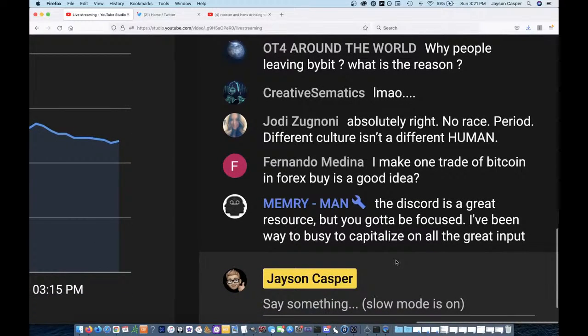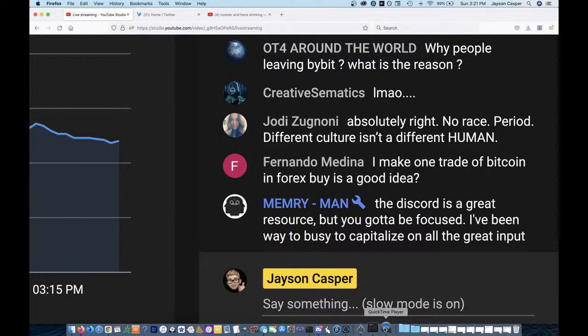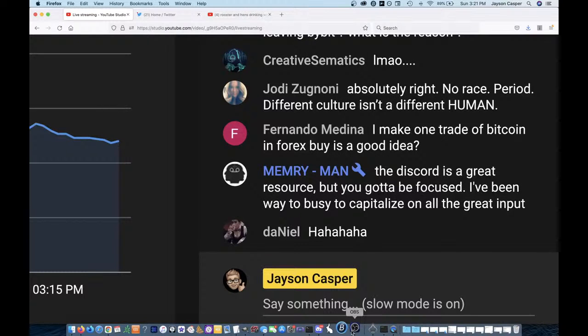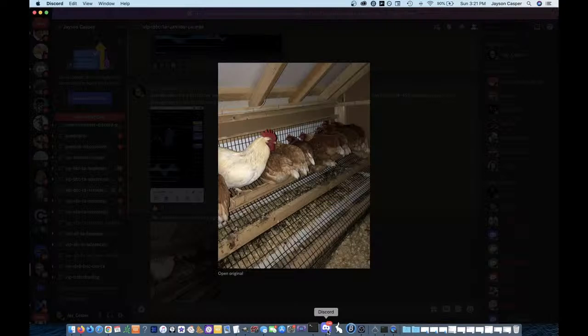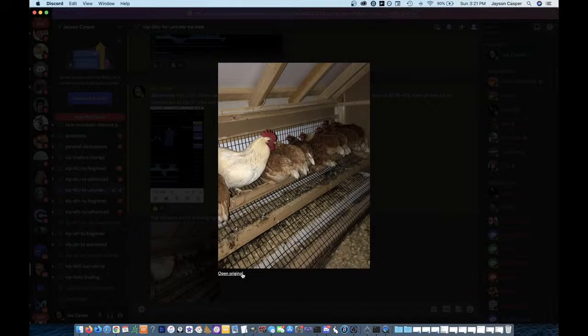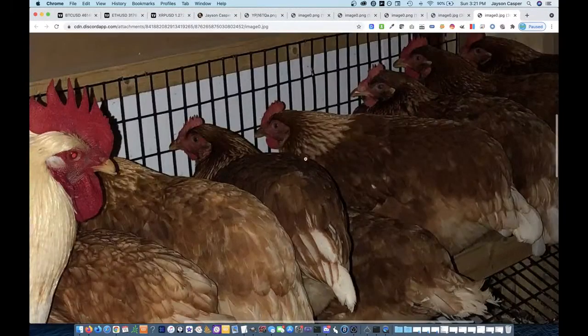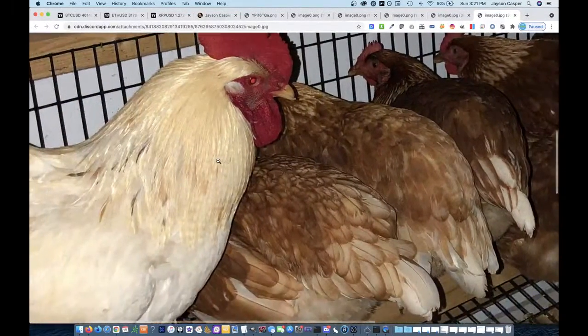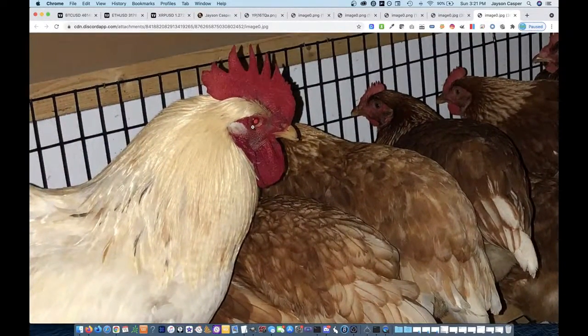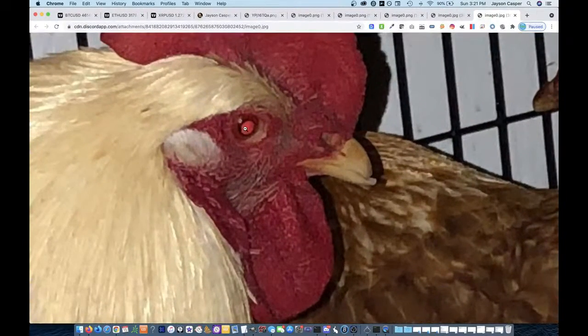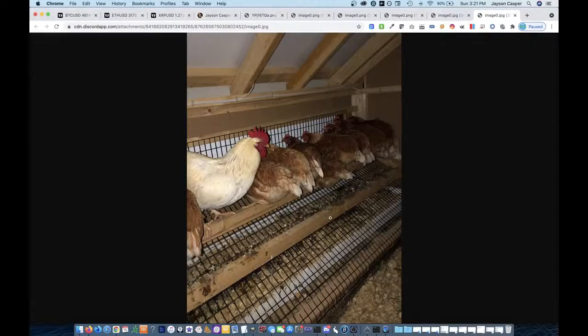Right, Memory Man makes a good point. Guys, the Discord is a great resource, not just because of me, but because of the traders on there as well, and the community. But you have to be invested in it, right? I post a lot of information on there. I posted this chart in there last night. If you don't have time to analyze this and look at the levels, you've got to really take notice. Why are the rooster's eyes red? If you don't have time to catch things like that, if you're just passively in the Discord.